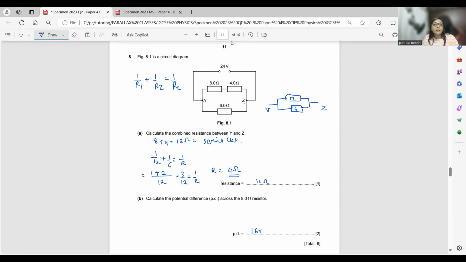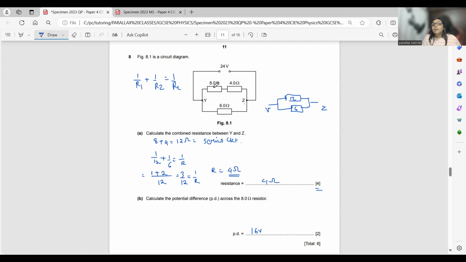Let me see if that is the answer with the mark scheme as well. Yes, so it is 4 ohms. 12 ohms is just for the series circuit and not for the whole thing. So your answer over here would be 4 ohms. And this is 4 marks. I hope this was clear.